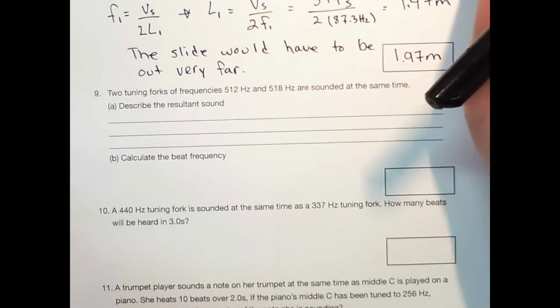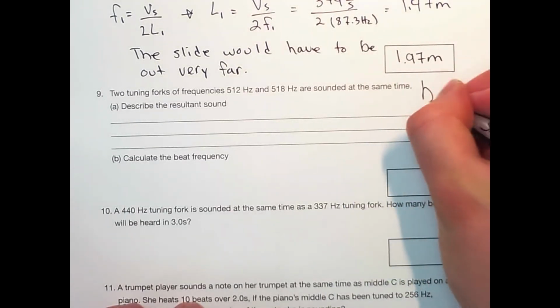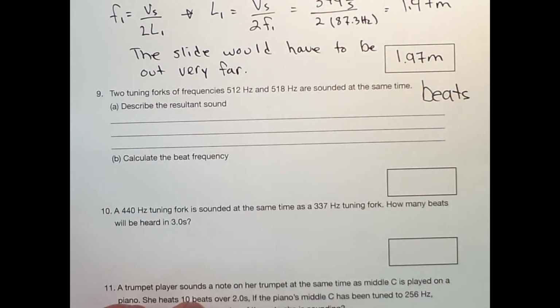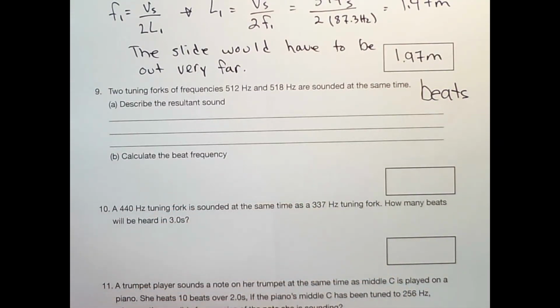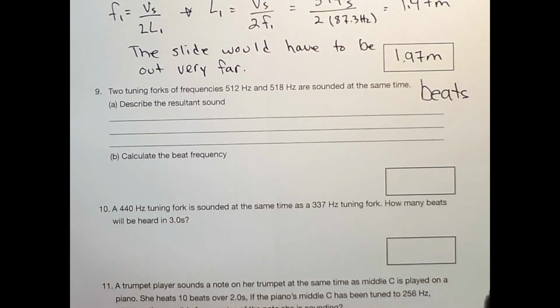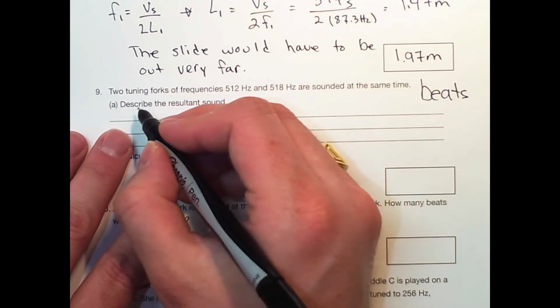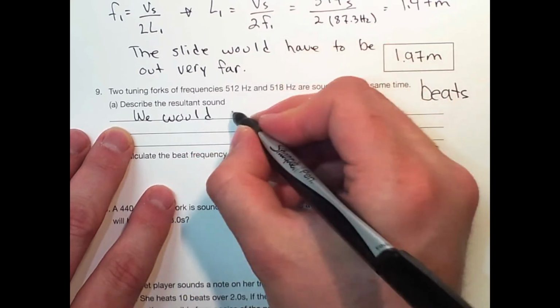So that takes us to number 9. Two tuning forks of frequencies of 512 and 518 hertz are sounded at the same time. This is talking about the topic of beats, because those frequencies are very, very close. It says, what would you hear? Well, because of their near proximity, you would hear constructive and destructive interference cycling. So you would hear a pattern of loud and soft sounds. We'd hear beats, in other words.